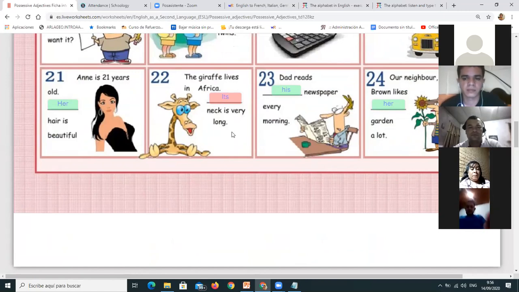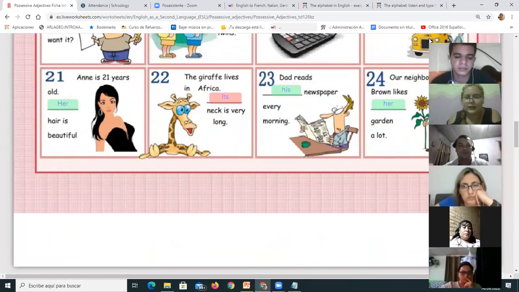Their neck is very long. O sea que si le ponemos there, es como que les estuviéramos hablando de todas las giraffes. Todas las giraffes, right? Oh, maybe, yeah. Maybe that's why. Tal vez por eso sea, porque se habla de forma general. There.